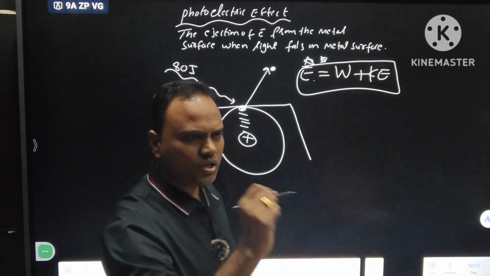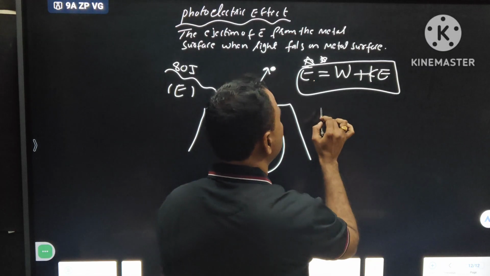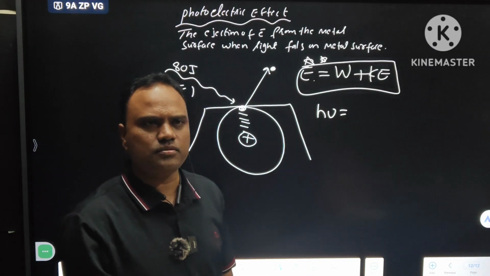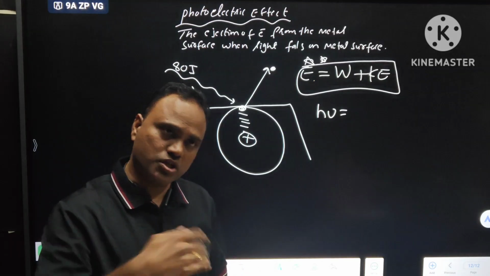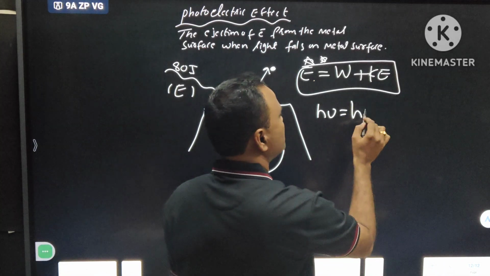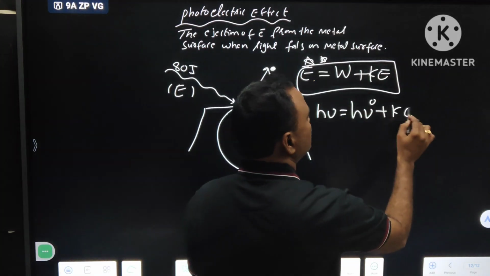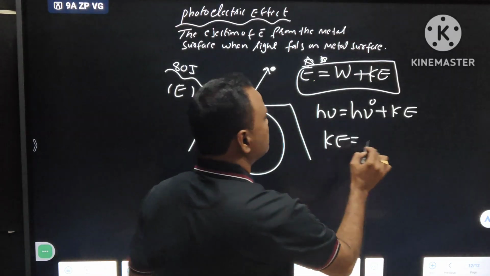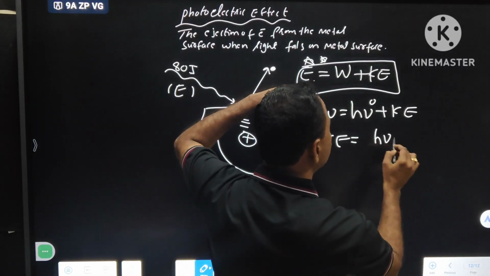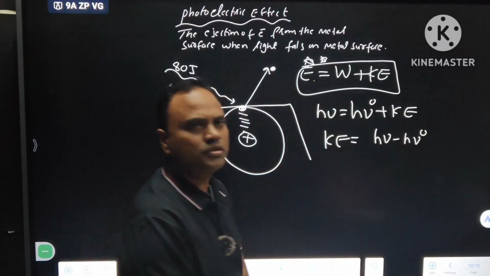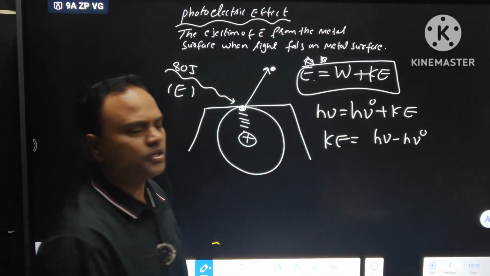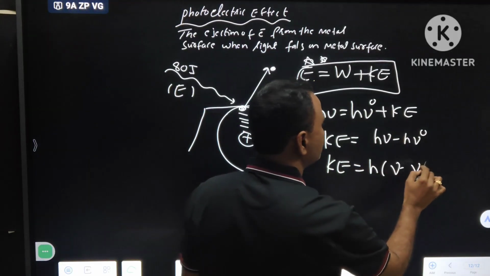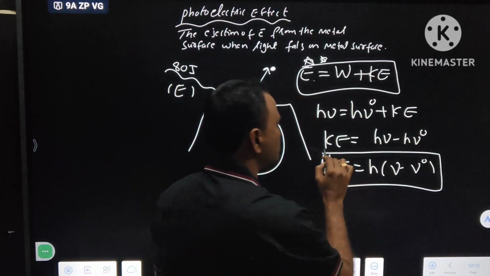E is a form of energy or not? Tell me, what is the formula for energy? H nu. W is also a form of energy, work function, threshold energy. So energy is H nu naught, and kinetic energy. From this, kinetic energy is equal to H nu minus H nu naught. Send H nu naught to this side. Kinetic energy is equal to, take H common, nu minus nu naught.